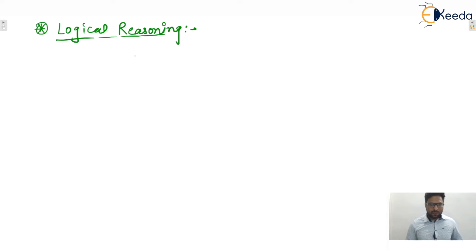Before moving to the reasoning part, some basics are there, and we already discussed these things. Let's say, what is the meaning of implication? P implies Q means if P is true, then Q must be true. And we saw that this is equivalent to its contrapositive. Contrapositive is negation Q implies negation P. So we can say that this direct statement P implies Q is equivalent to negation Q implies negation P. I hope this one is clear to everyone.